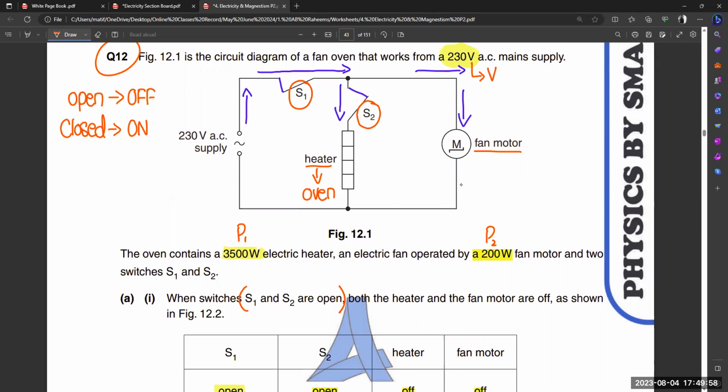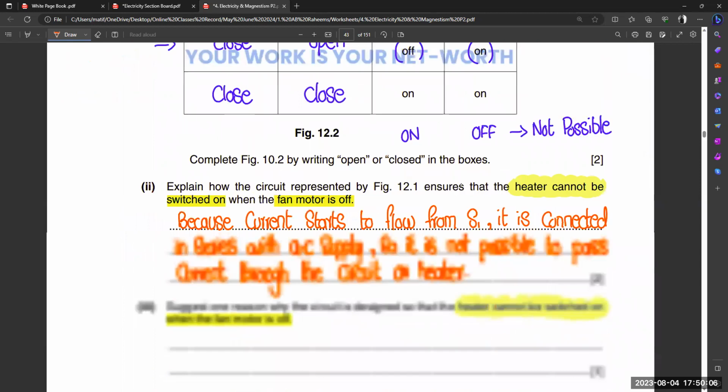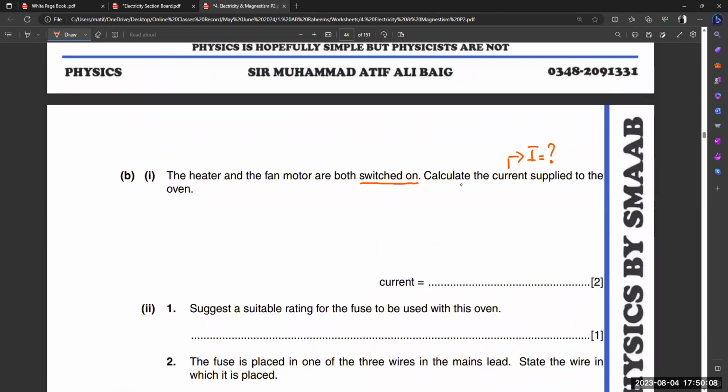So if we simply add the powers, the total power is 3700, right? The total power is equal to P1 plus P2. Yes, we need to show the addition: 3500 plus 200. So it will be equal to 3700 watt. This is your total power. And the value of voltage is given in volts. Now you just need to find the value of I.